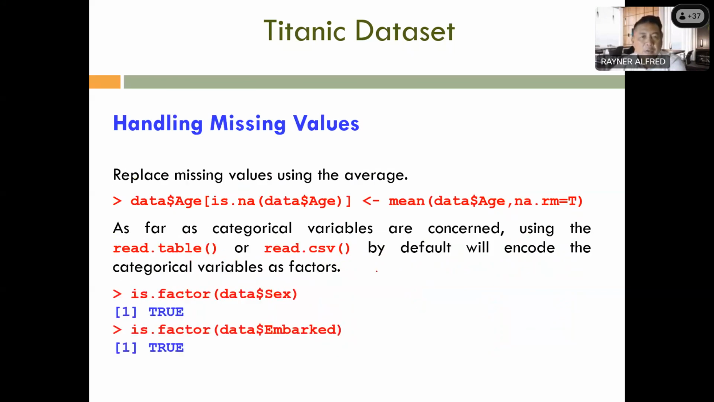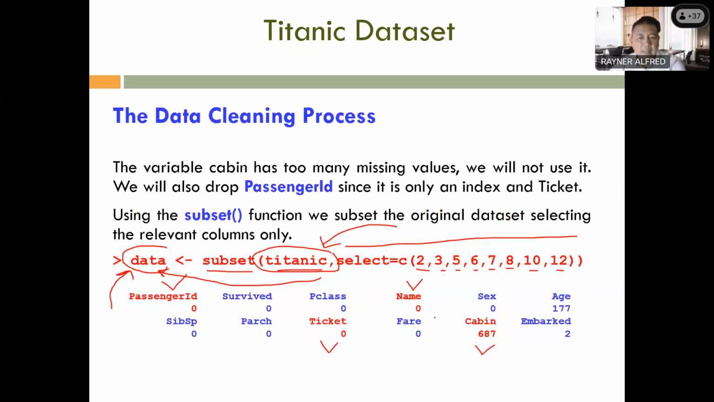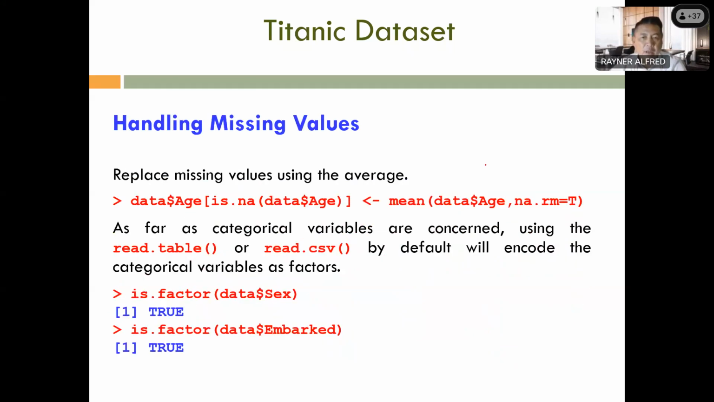Okay, so by selecting only a subset of the column, we managed to remove this from our analysis. The next thing is we need to handle the missing values for the age. So how do we do that? Basically, we will find the average for the age, but in counting the average, we will not count the missing value.